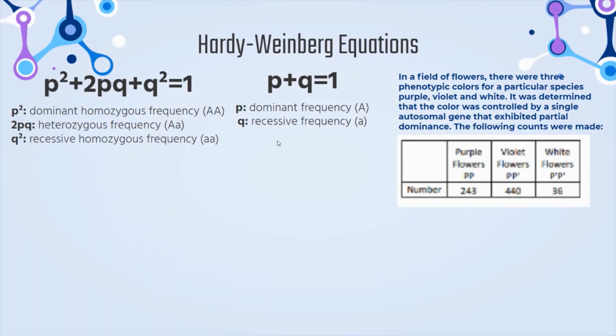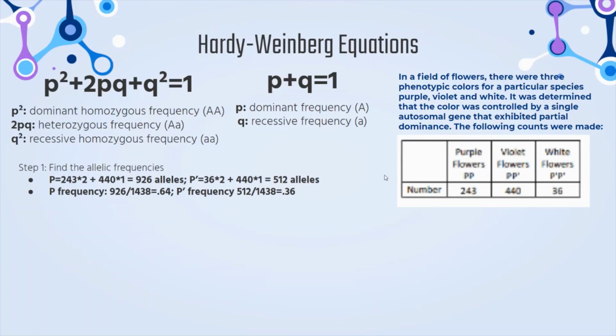In this question, in a field of flowers, there were 3 phenotypic colors for a particular species: purple, violet, and white. So this would be an example of incomplete dominance. It was determined that the color was controlled by a single autosomal gene that exhibited partial dominance. The following counts were made.